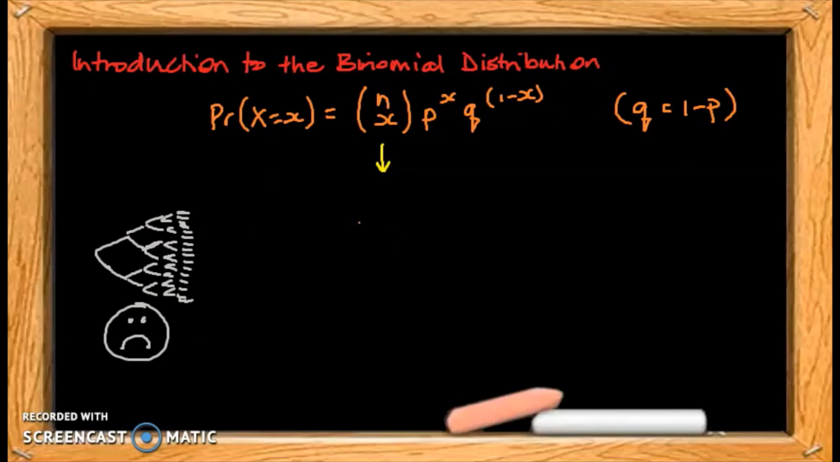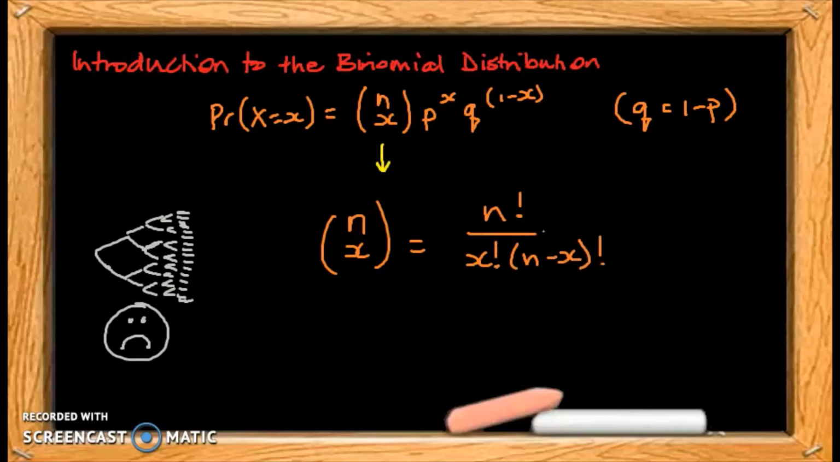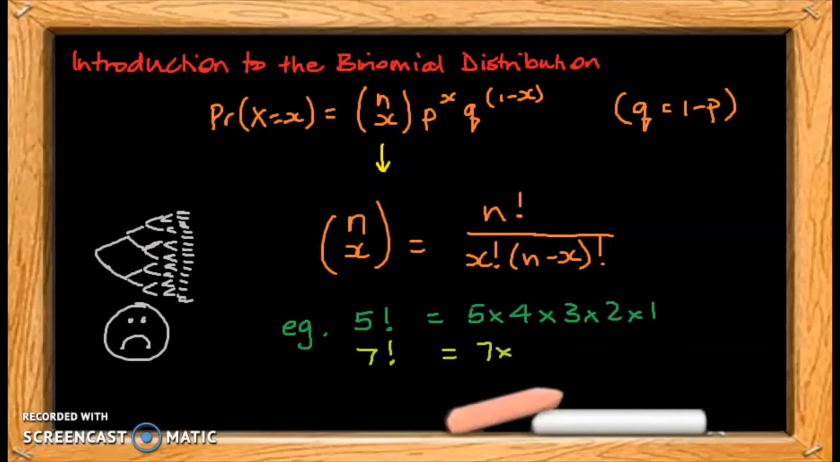This nCx equals n factorial over x factorial times (n minus x) factorial. And a factorial equals an integer multiplied by a succession of integers that are each one less. For example, 5 factorial equals 5 times 4 times 3 times 2 times 1. Remember this times 1, we probably don't need to worry about too much. 7 factorial equals 7 times 6 times 5 times 4. I think you get the idea.